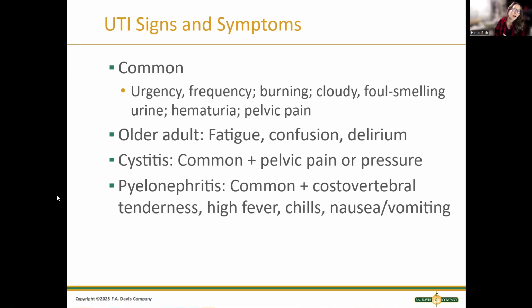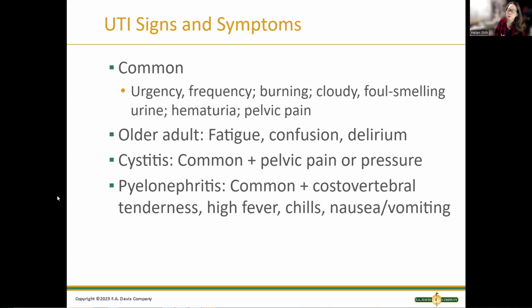And so, generally speaking, the way we're going to be able to tell is if the patient is normally alert and oriented times 4, but suddenly they're only alert and oriented times 2. A lot of times that could be the first sign of UTI in an older adult.